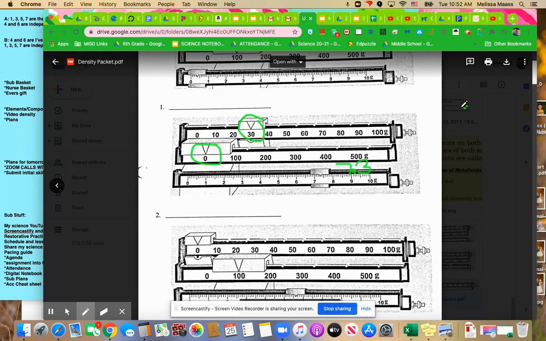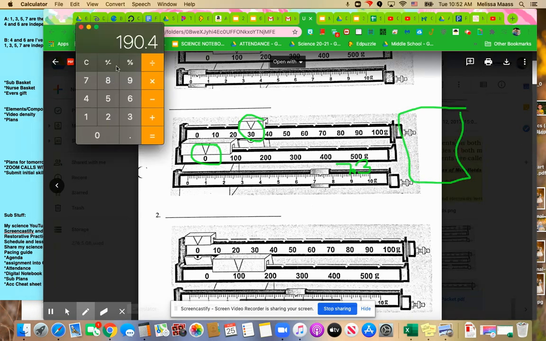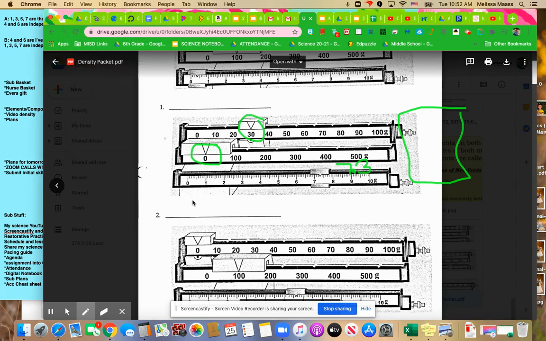And we're going to add all that up. So you could add it up off to the side, or you can pull up a calculator because we can use that in science. You're going to do 30 plus 0 plus 7.3 equals 37.3. So on here, you write 37.3. And remember, we always have a G behind grams. That's how you know it's mass, okay? So that's that one.